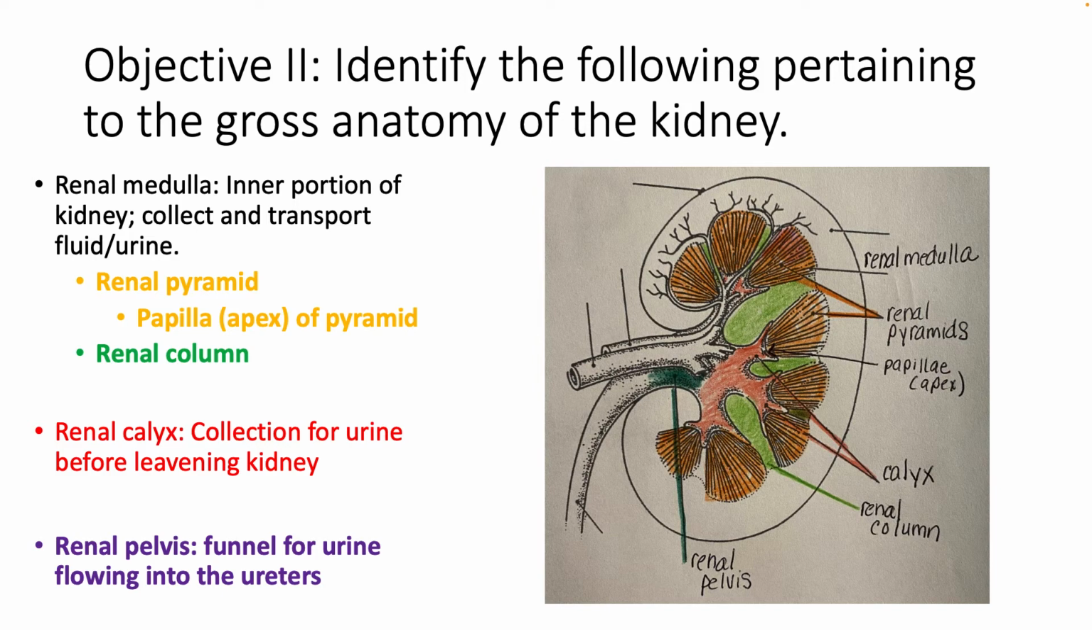When it comes down to it, though, you don't need to be able to identify a minor or a major calyx. Just to be able to identify that, oh, we're leaving the medulla or the medullary pyramid, and now we're in a calyx. So renal calyx. And then the renal pelvis is when all of those calyces come together to form a ureter.